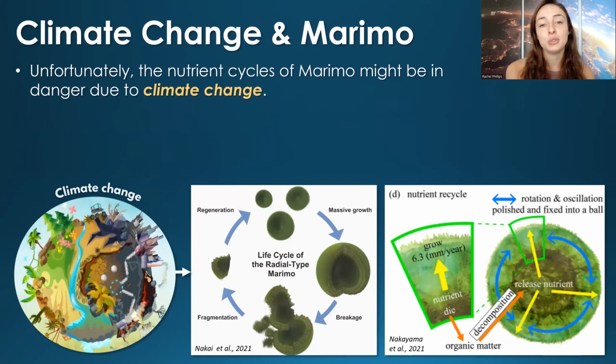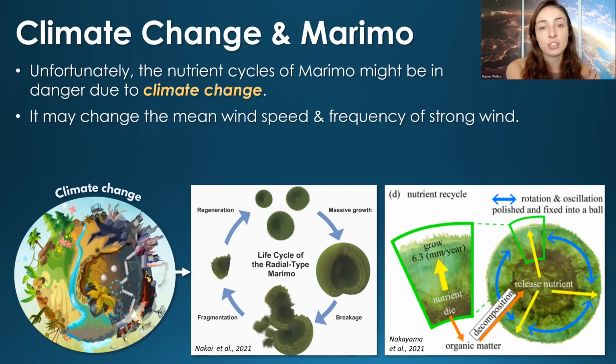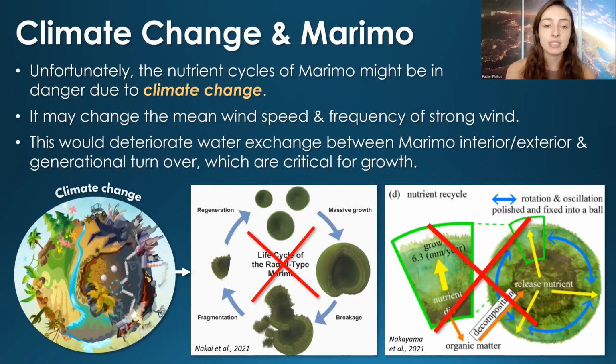However, unfortunately, the nutrient cycles of Marimo might be in danger due to climate change. Because climate change could change the mean wind speed and frequency of strong winds, this could greatly deteriorate the water exchange between Marimo interior and exterior layers, which would hinder that nutrient cycling process. And this could change generational turnover if typhoon occurrence changes in frequency, intensity, etc. And both of these processes are critical for growth of Marimo individuals and colonies.